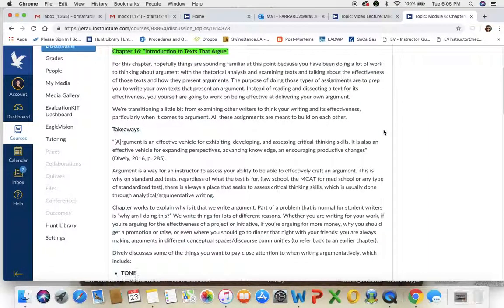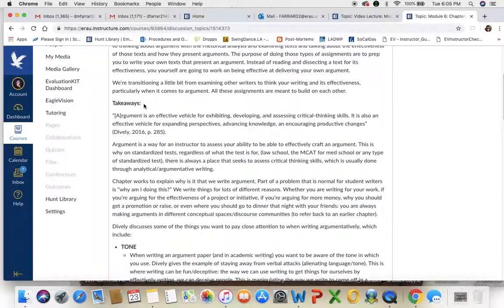So I, as usual, just focus on some of the takeaways, and then I build on what Dively talks about when I see it as being applicable. And I have a quotation here from her on page 285 that says, "Argument is an effective vehicle for exhibiting, developing, and assessing critical thinking skills. It is also an effective vehicle for expanding perspectives, advancing knowledge, and encouraging productive changes." And so then I talk more about that.